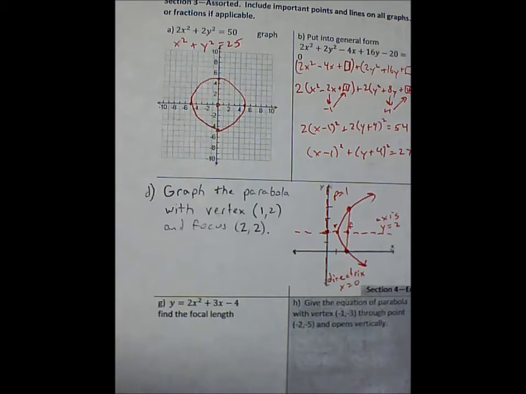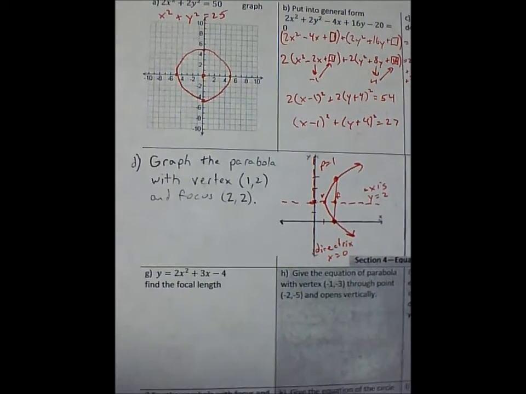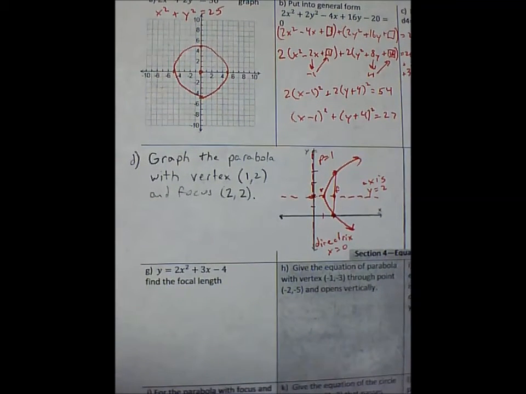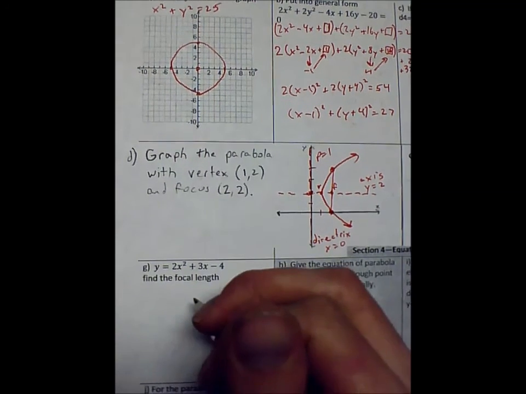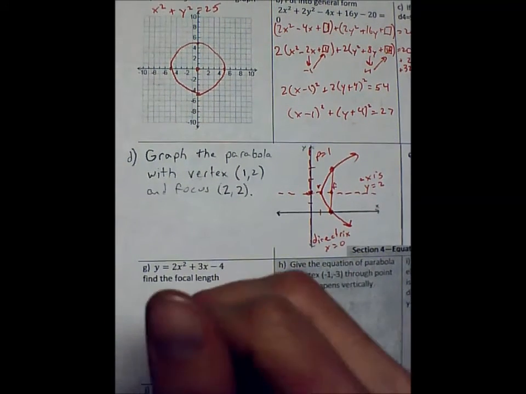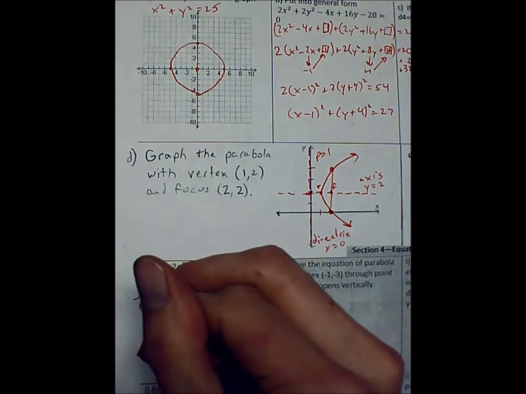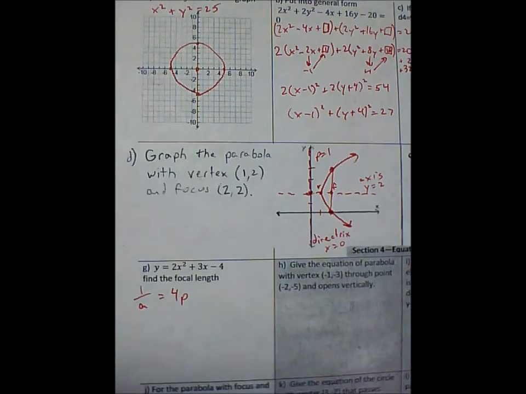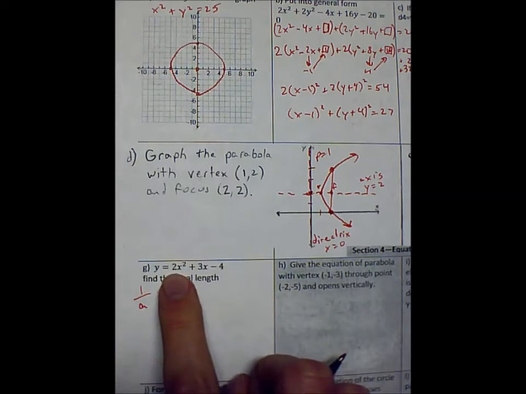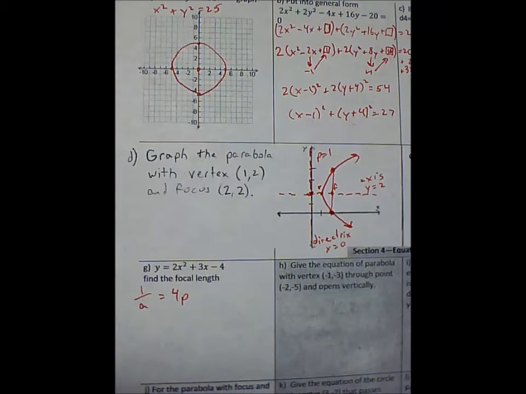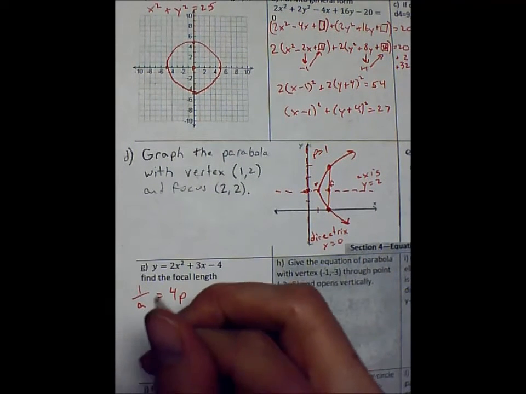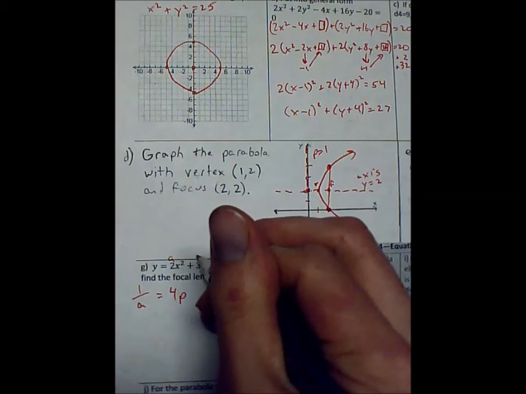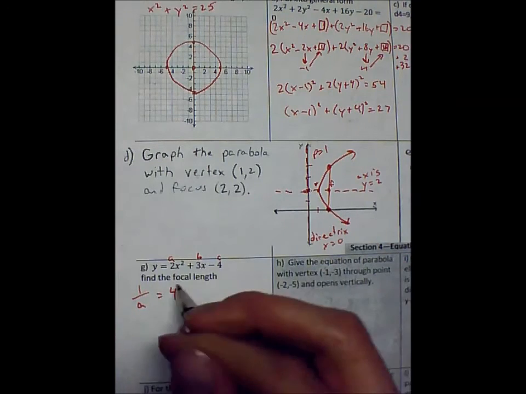Now before we do E, we need to do G. So let's do G first. So G asks for the focal length. To get the focal length, we use this little shortcut, 1 over A equals 4p. Again, that's only because this is in ax squared plus bx plus c form. That's why we're using this shortcut. So A would be 2, B would be 3, C would be negative 4.